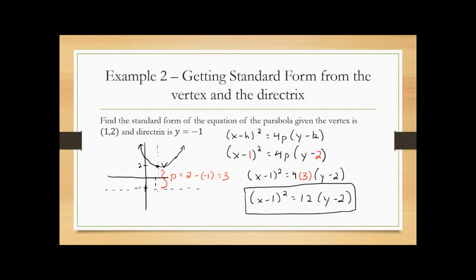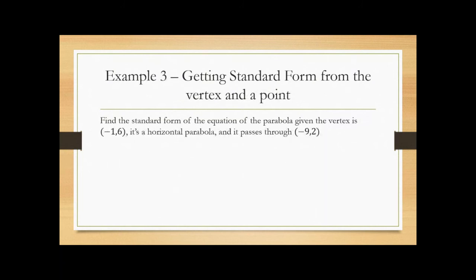And so now we have the standard form of the equation of this parabola based off of the vertex and then the directrix. So we've gotten the vertex and the focus, the vertex and the directrix. Next, we're going to look at vertex and a point. Because generally, you're always going to be given the vertex when you're looking at parabolas. You are not going to be given the focus and the directrix, though you could figure it out from there.